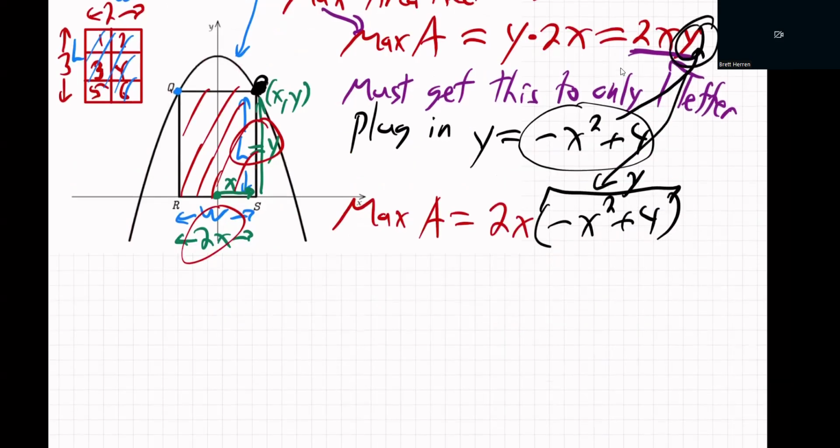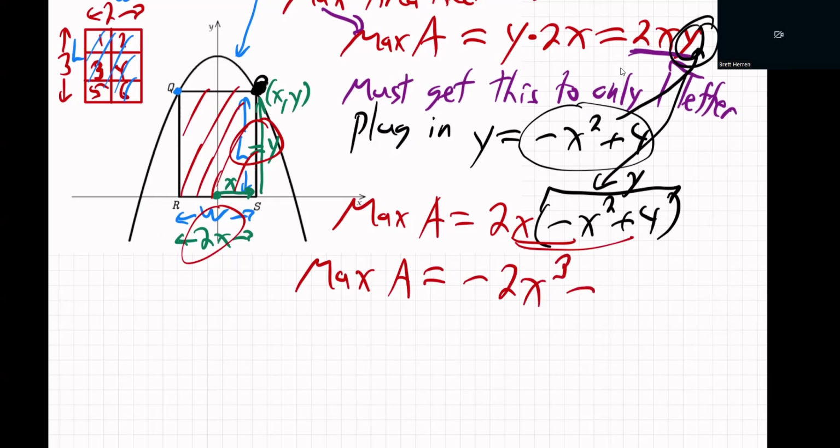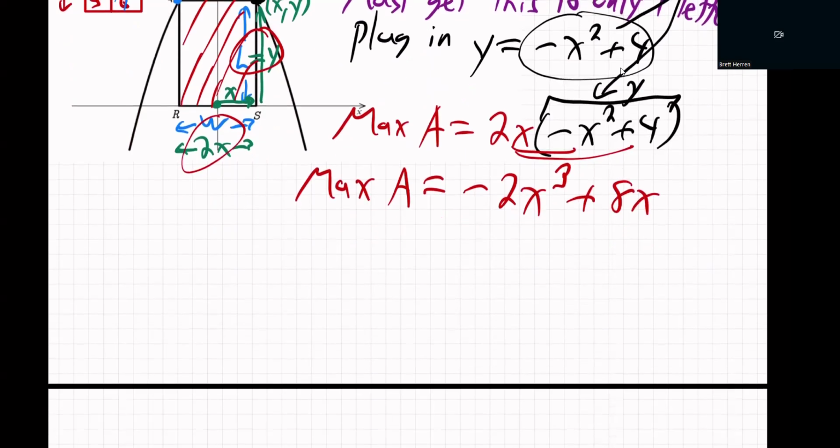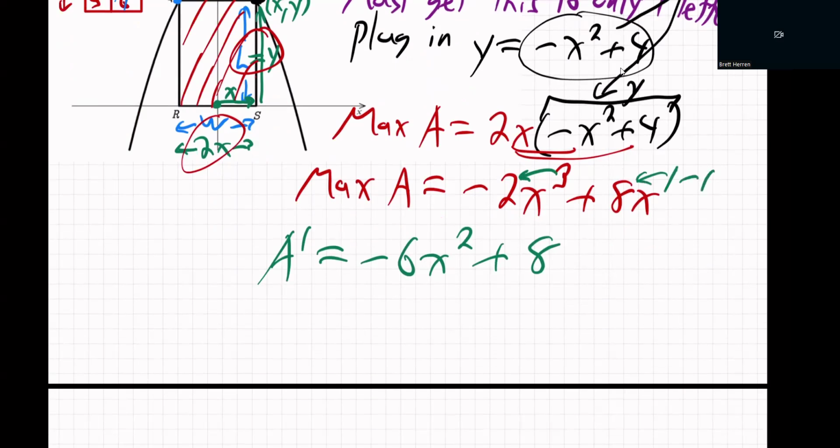So now we can clean that up a little bit. We want to maximize the area of that rectangle. I'm going to distribute, so that'll be minus 2x cubed plus 8x. All right, now it's time to maximize. How do we maximize? We take the derivative of that thing. Let's bring that 3 down. Get minus 6x squared plus 8, right? The 1 power comes down, subtract 1, it's gone. And then we always do what? Set it equal to 0.